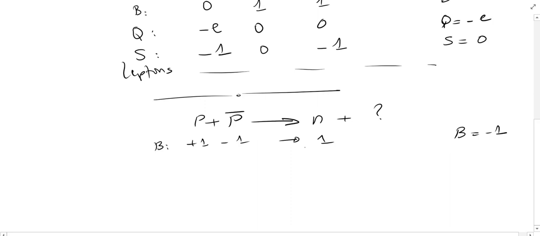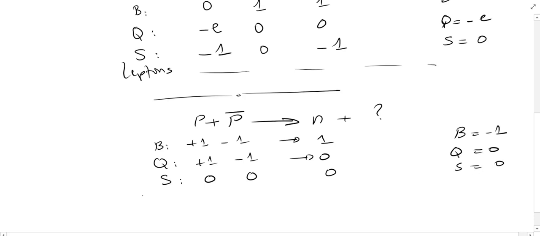For this particle, the one that we're looking for, the mystery particle, the charge Q: this is positive 1, this is negative 1, this is 0. So the Q now must be equal to 0. And then let's look at the S, the strangeness. This is 0, this is 0, this is 0. So S must be equal to 0. The leptons are again not a worry, because we don't have any at this point.